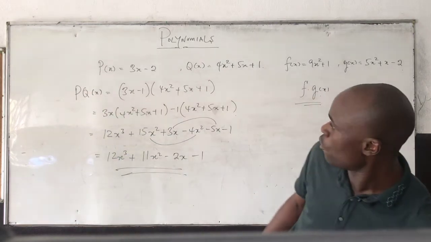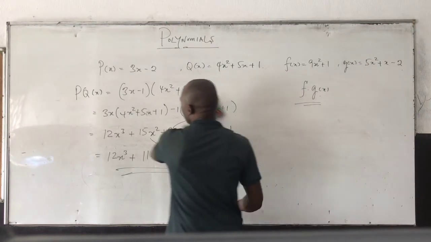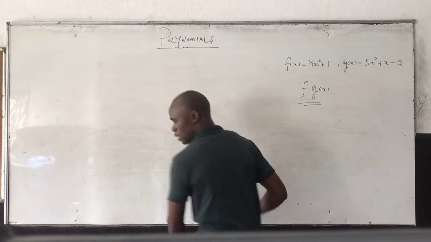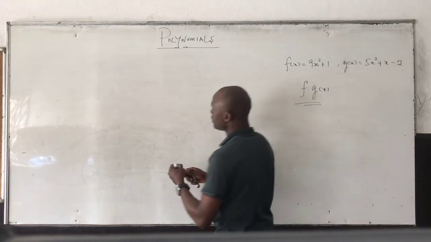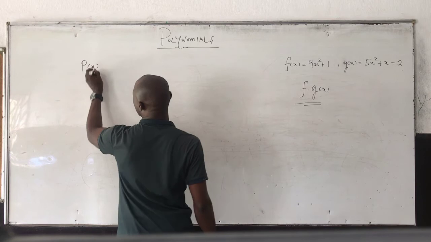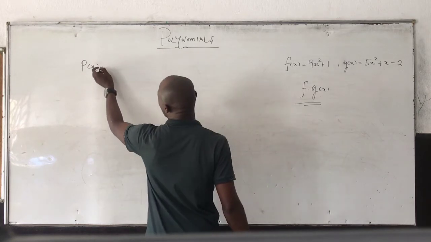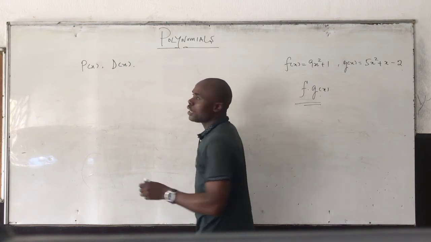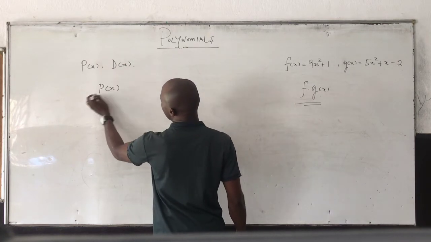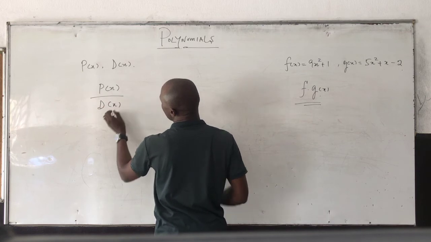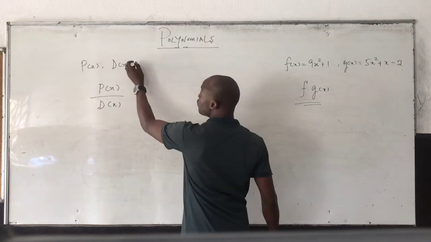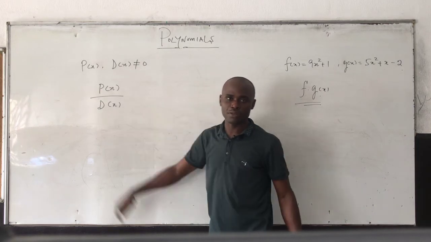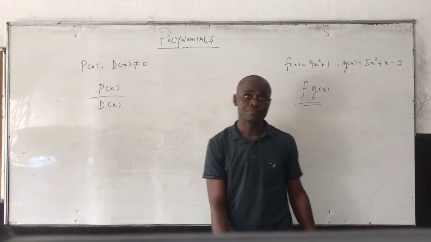The steps that are involved, very interesting steps. When we divide polynomials, let's say we have p of x, the polynomial, and we have another polynomial, let us call it d of x. And we have p of x divided by d of x. This is what we want to do. We want to divide it by this. But take note that this should not be 0, please. That would be crazy, to divide by 0.